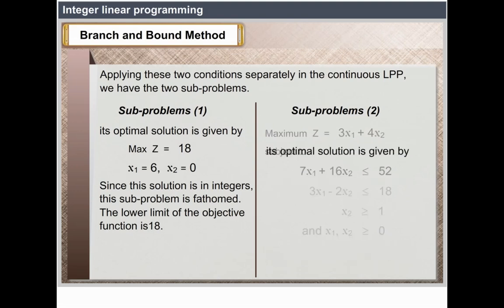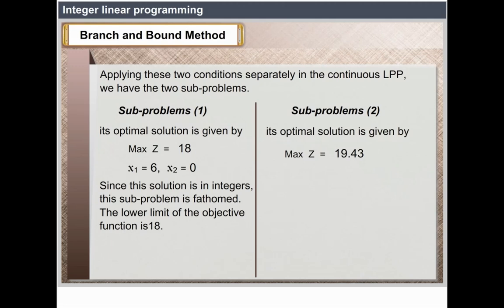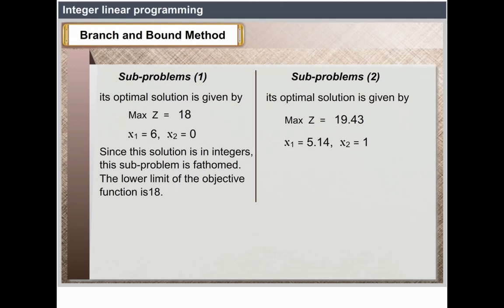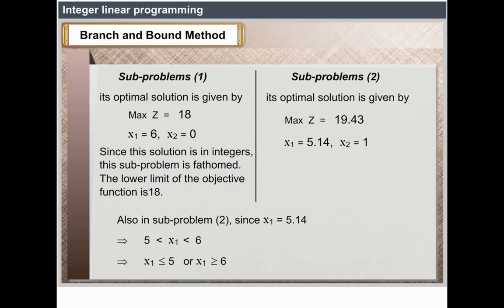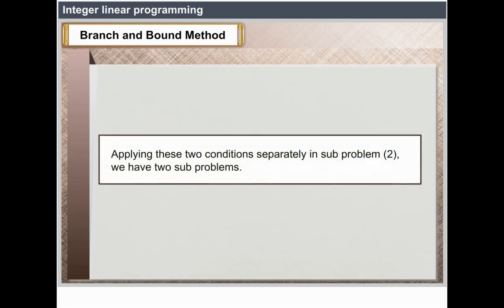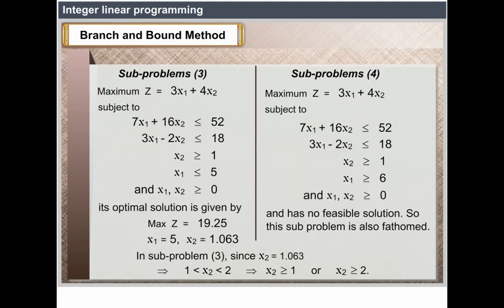Its optimal solution is given by maximize z equal to 19.43, x1 equal to 5.14 and x2 equal to 1. Also, in subproblem 2, since x1 equal to 5.14, 5 less than x1 less than 6. This implies x1 less than or equal to 5 or x1 greater than or equal to 6. Applying these two conditions separately in subproblem 2, we have two subproblems, subproblem 3 and subproblem 4.